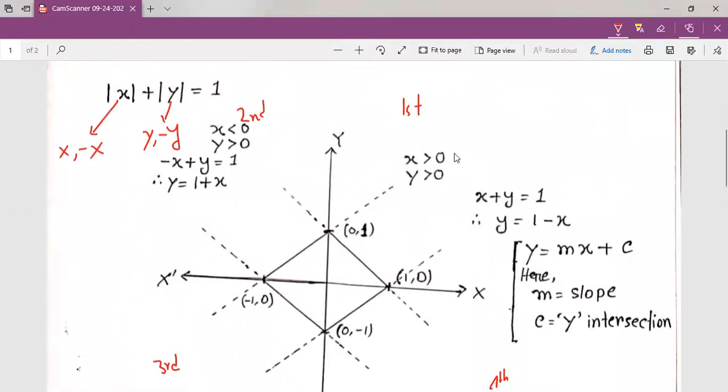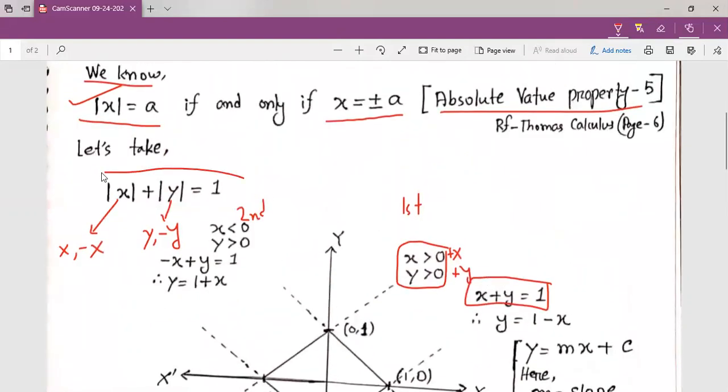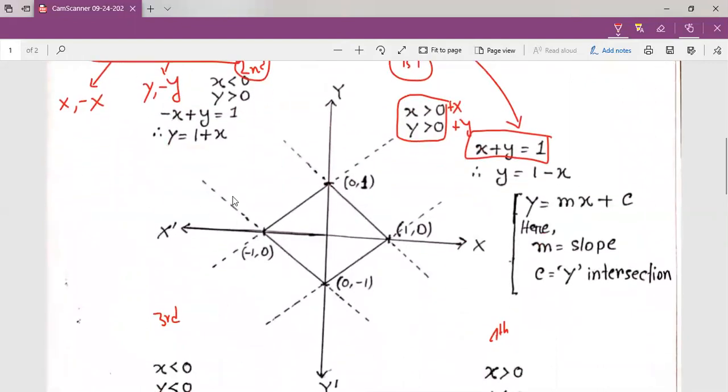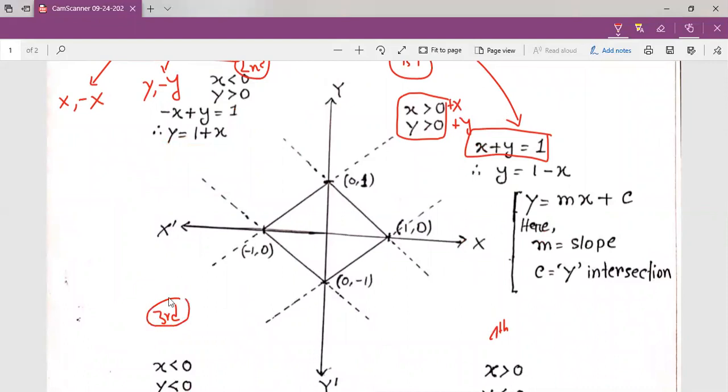So for the first coordinate, the values of x and y both will be plus. So we can take x plus y, plus x plus y. So this creates x plus y is equal to 1. We get this equation from this line, okay? And from this line, we will get four equations. One is for the first coordinate, another one is for the second, another for the third, and another for the fourth coordinate.